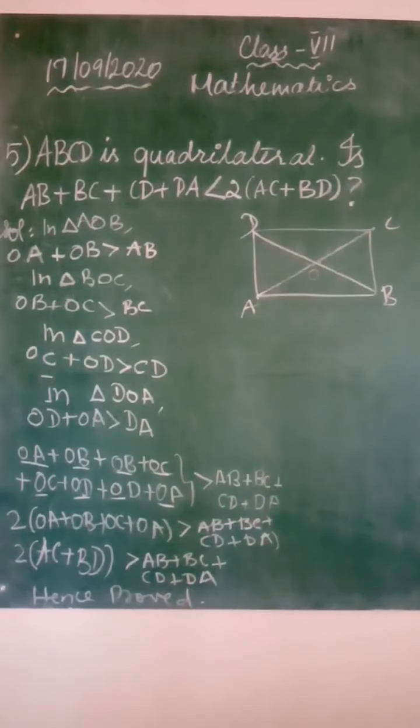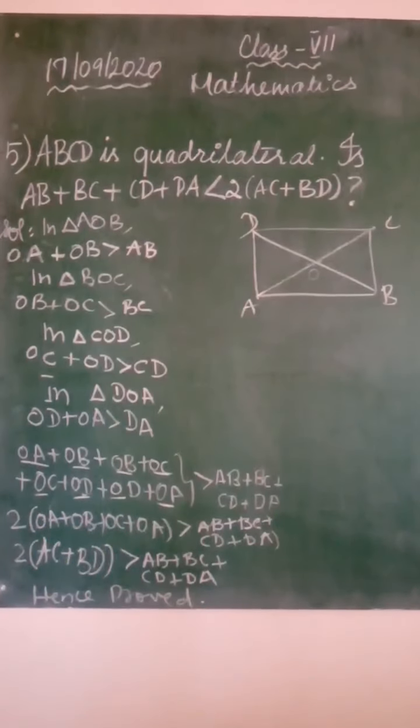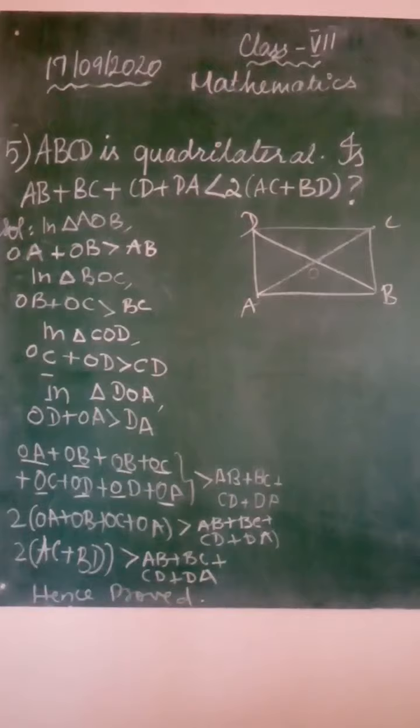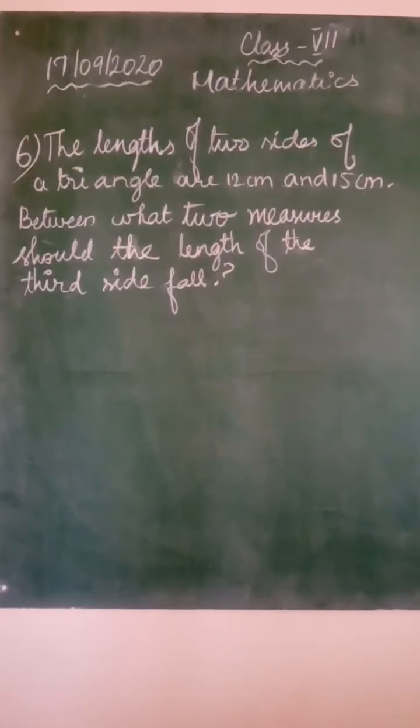Clear for all of you? So what you have to do? You have to prove that 2 into AC plus BD is greater than AB plus BC plus CD plus DA. So that one you have proved here. Okay. If you are reversing this and writing, then you will again get the same statement only. Okay. So we used that property that the sum of 2 sides is greater than the third side, and we are proving this statement.